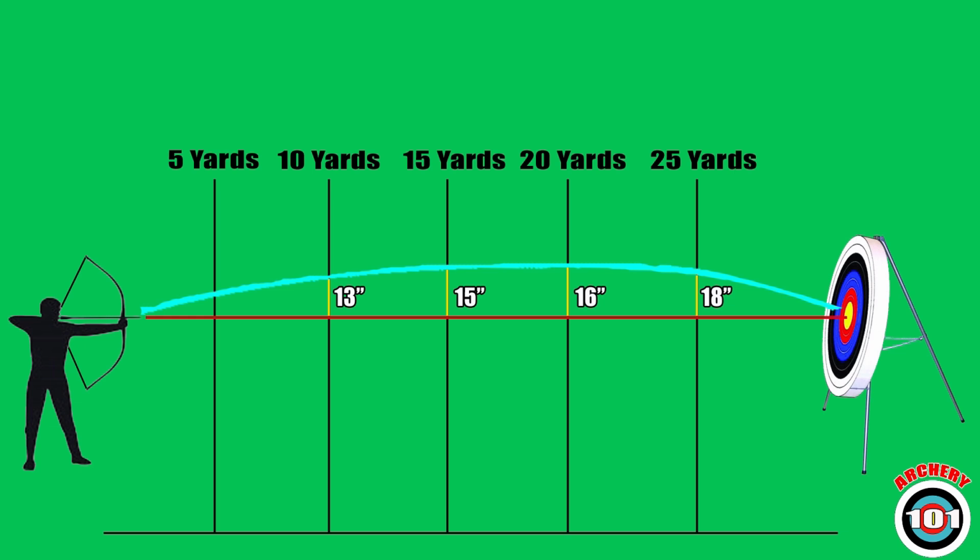So, using the gap method, if an archer wanted to hit a target 10 yards away, he would aim 13 inches below it. And that, my friends, is gap shooting.